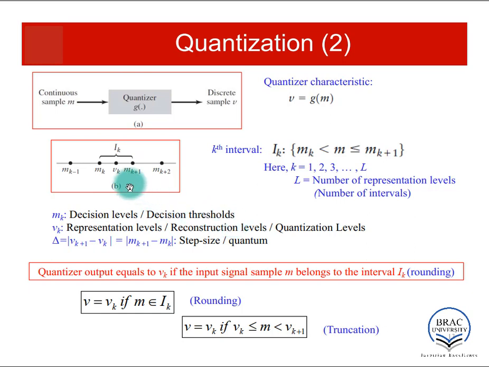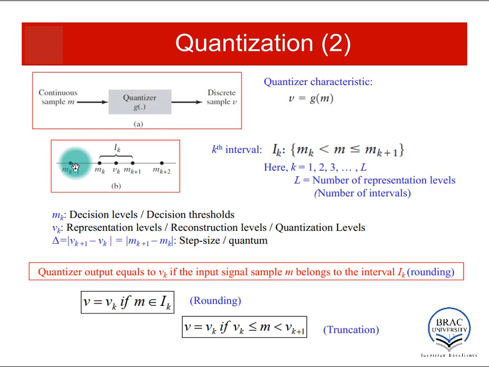Now we will put another level in between two MKs. Let's say here is MK and MK plus 1. We will place another level VK which is bisecting these two levels. We will put another level VK plus 1 which will bisect these two levels. We will put another VK minus 1 which will bisect these two levels. These VKs are called representation levels or quantization levels. Now, why do we need both MK and VK?